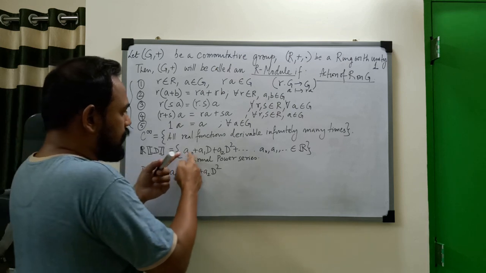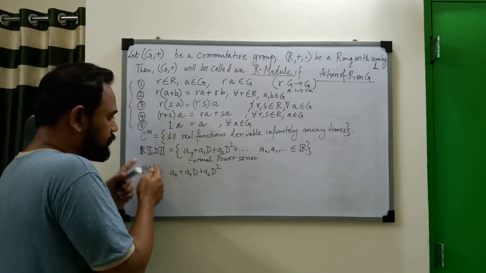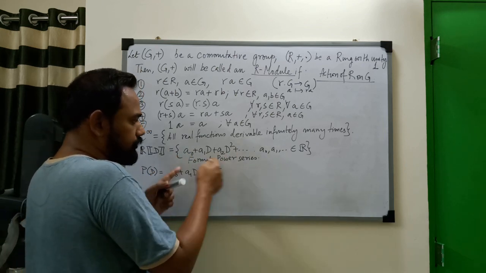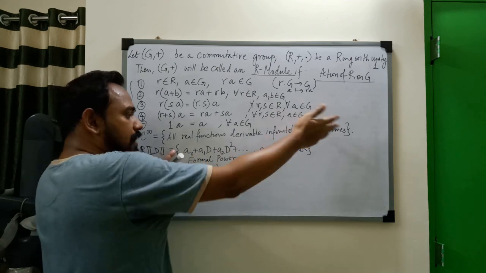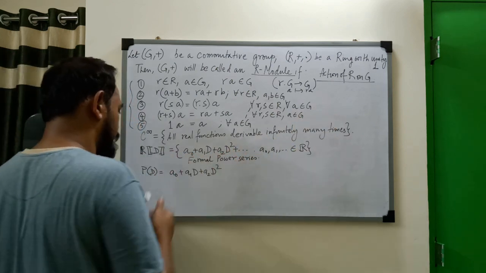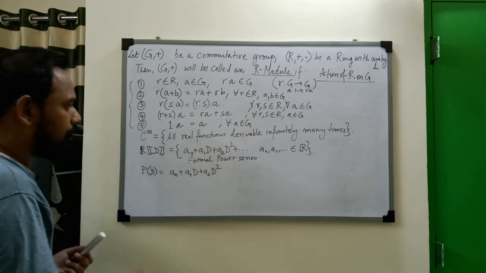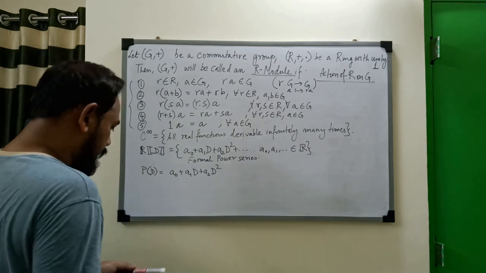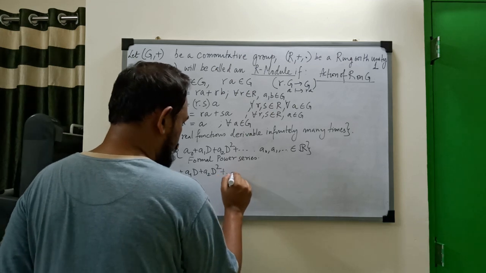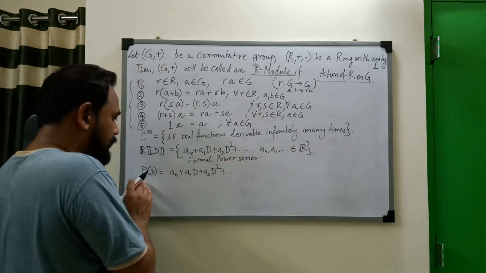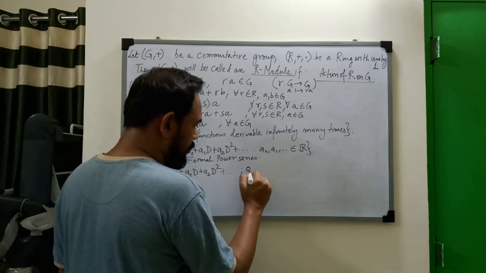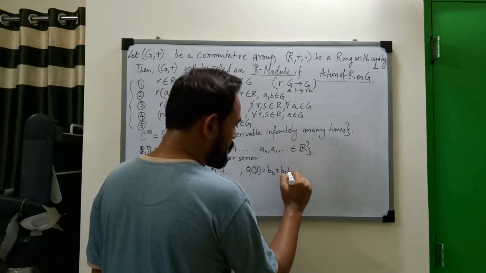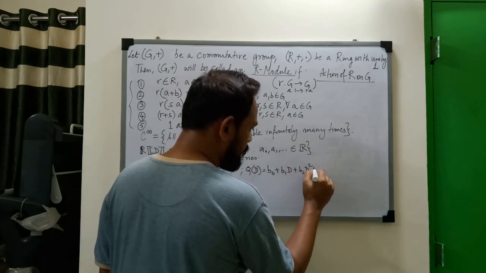So really, elements in this set are polynomials, but if the coefficients don't stop being non-zero, it's almost like a polynomial of infinite degree. That's why they're called power series. That's what this set is made of, all elements of this kind. Now I'm writing P(D) as a general element, and I'm writing Q(D) as another element from this set: B0 plus B1D plus B2D square.